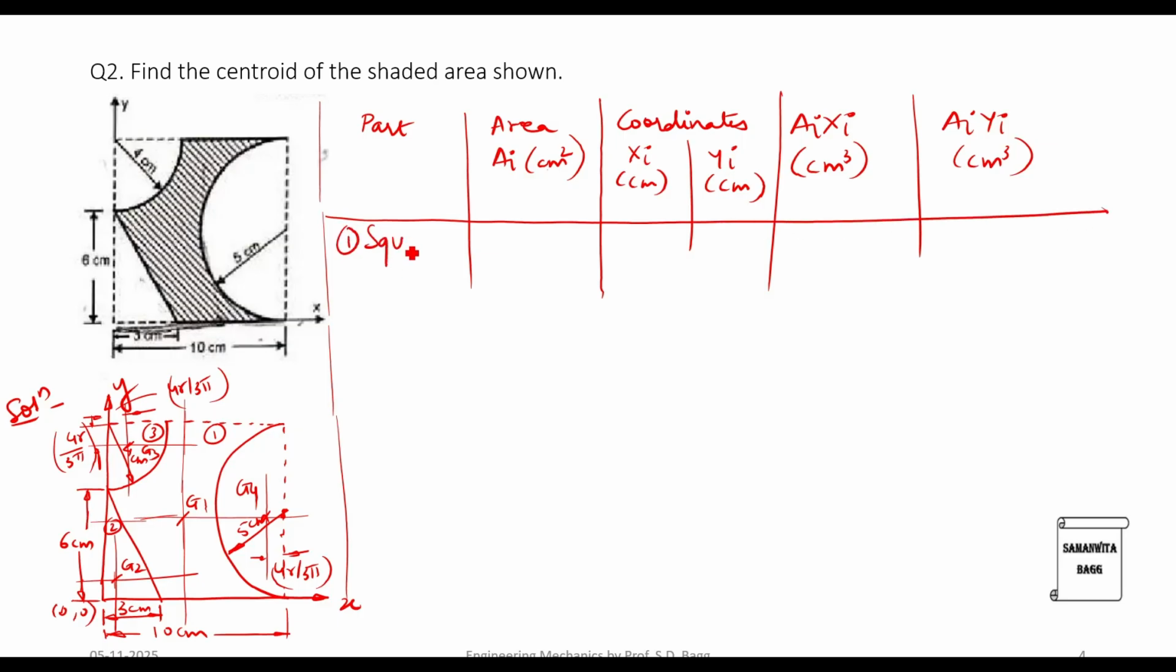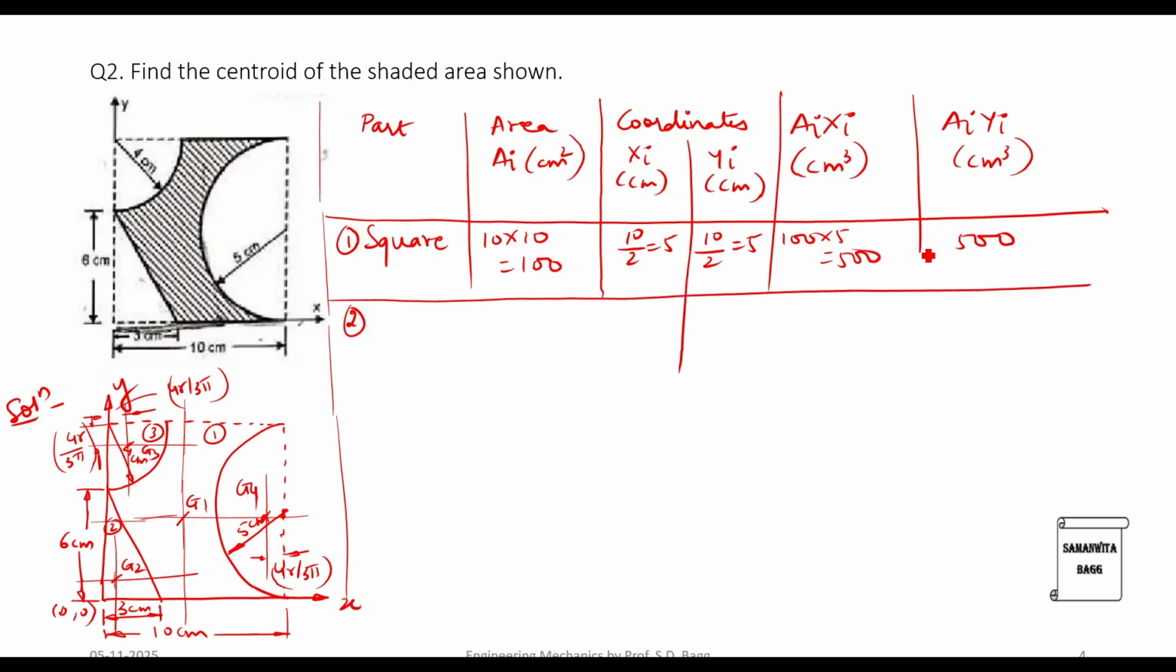We'll start with the first part, which is a square. Area is 10 into 10, 100. x i will be 10 by 2, 5. y i is again 10 by 2, 5. Then we have A i x i, 100 into 5 is 500, and this is also 100 into 5, 500. Then we'll go for the second shape, which we have chosen as the right angle triangle.